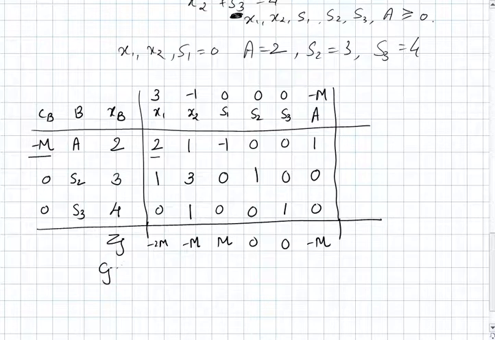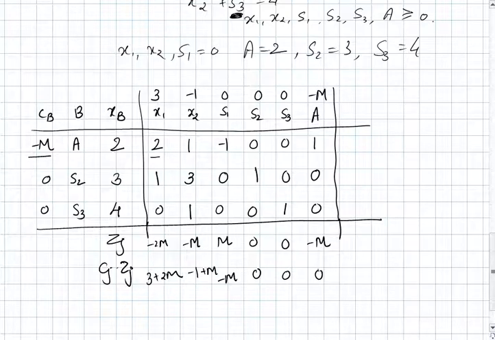So Cj minus Zj is 3 minus minus 2M, so 3 plus 2M, minus 1 minus M, so minus 1 plus M, minus 0 minus M, so minus M, 0 minus 0, so 0, 0 minus 0, so 0, and minus M minus minus M, so 0.